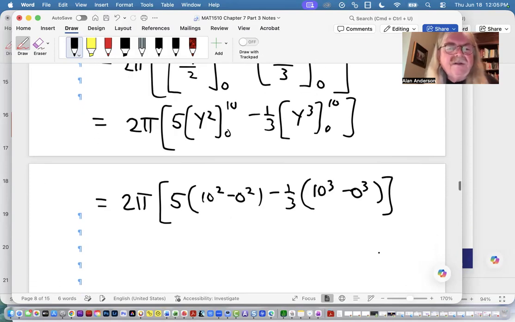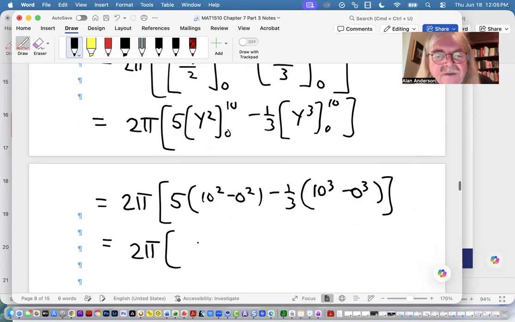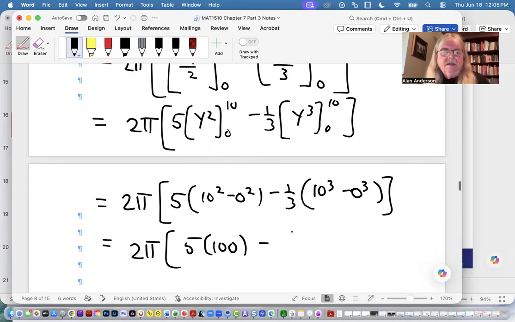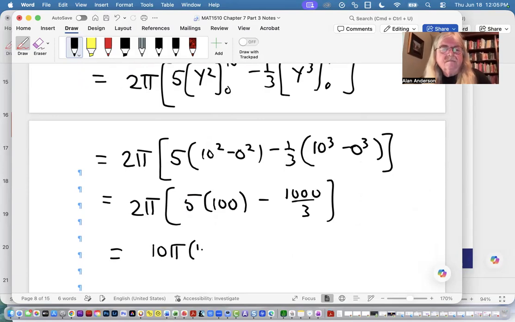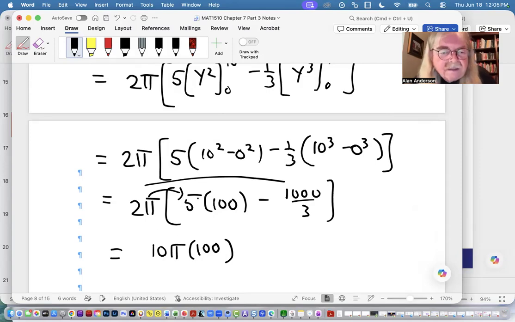All right, and then we have, so here inside the parentheses, we have 100. And then we have 1/3 of 1,000. Okay. So I'm going to multiply out this 2 pi across here. So I'll have 10 pi times, oh yeah, that's right, 10 pi minus 2 pi.